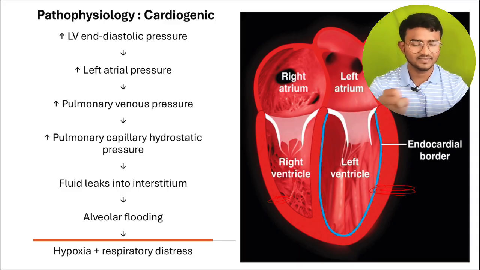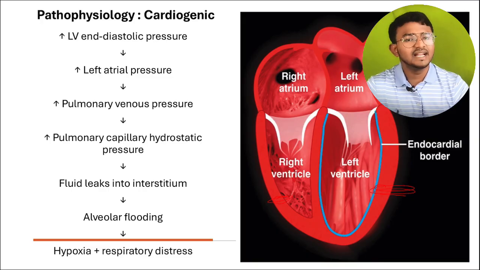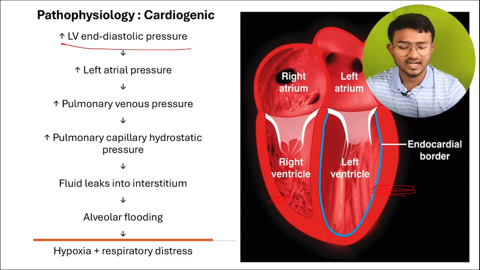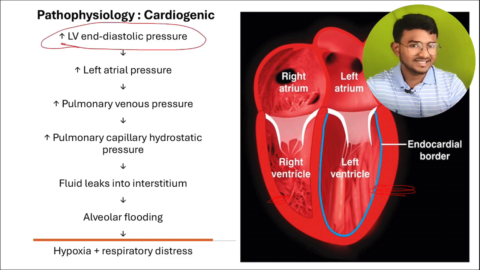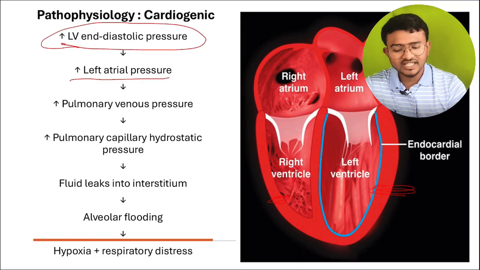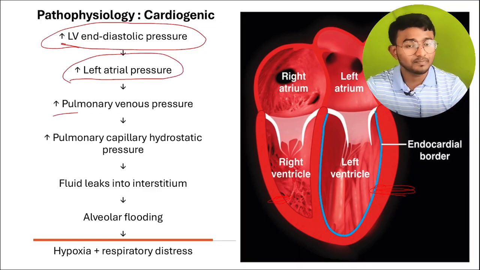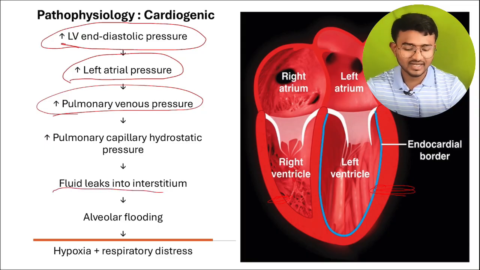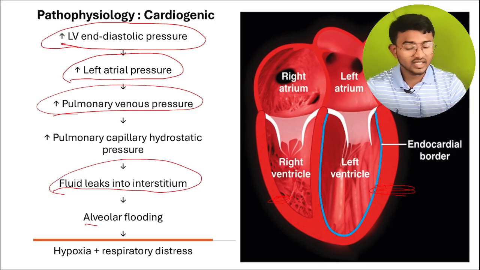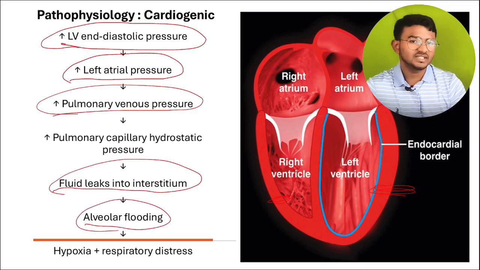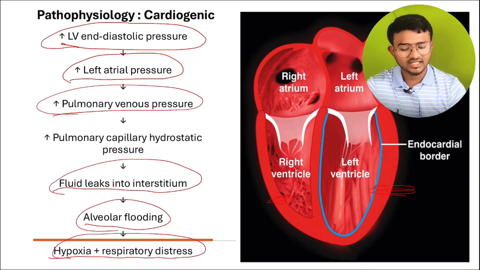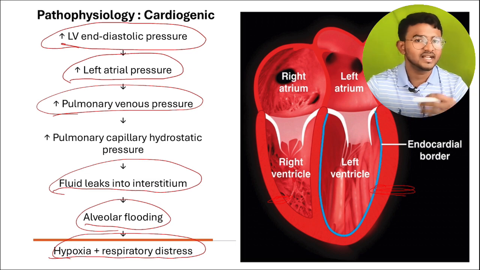Okay, so in cardiogenic pulmonary edema, first the left ventricular end diastolic pressure will increase. These are the step by steps of how cardiogenic pulmonary edema happens. If you are seeing here, increased left ventricular pressure and increased pulmonary venous pressure, next increased pulmonary capillary hydrostatic pressure, and the fluid will leak into the interstitium, and the alveoli will get flooded. Because of that, the gas exchange will get impaired, and we can see hypoxia, then respiratory distress.